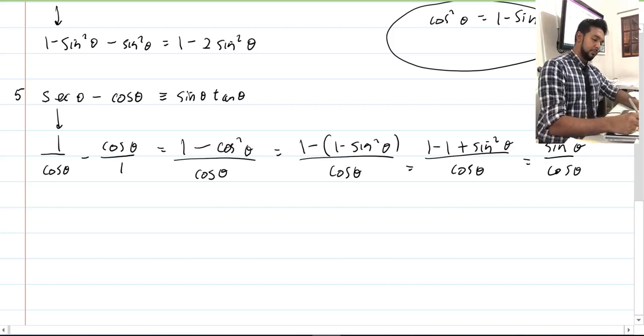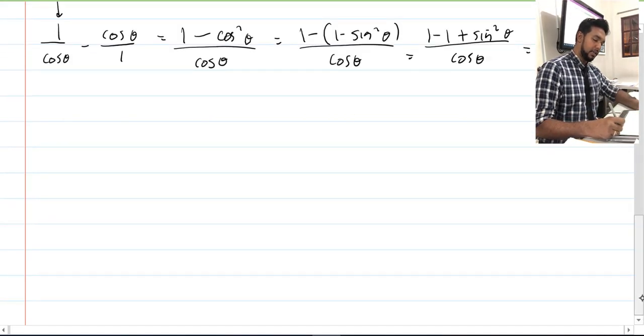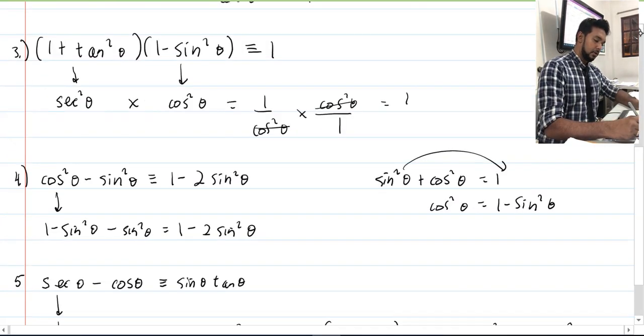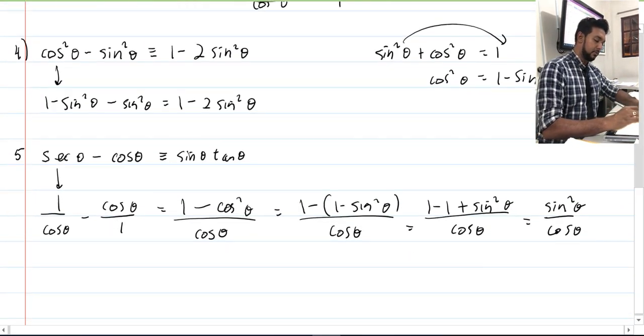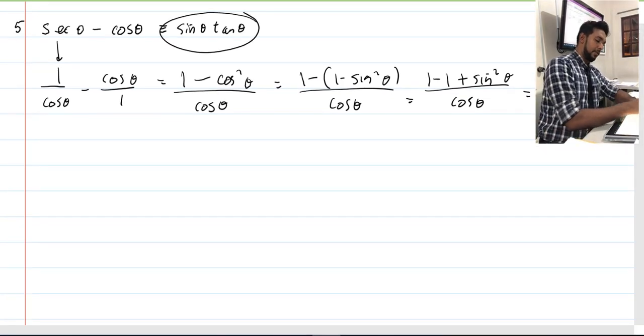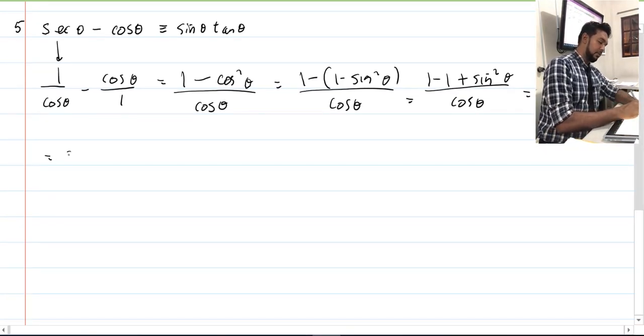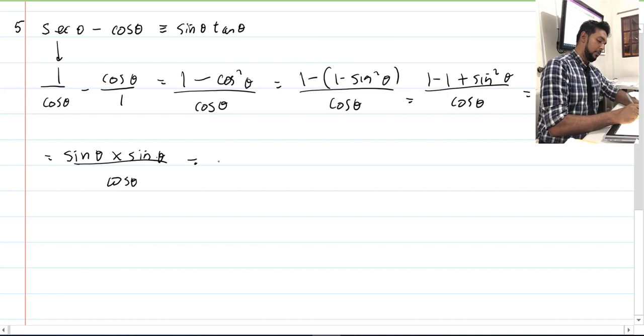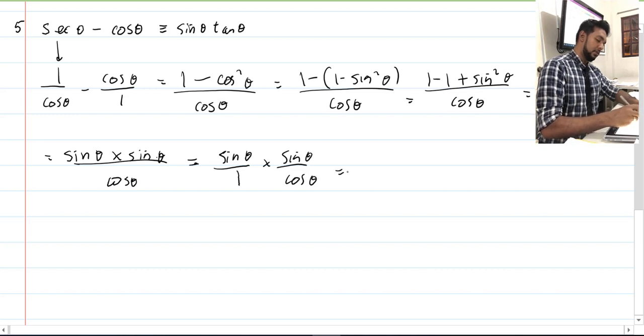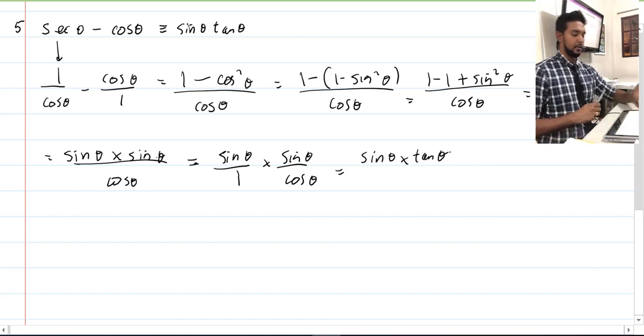Right, so here's where the decomposing of the fractions will come in handy, because you might be wondering, well, how do we get back to here? Alright, so if we split apart sine squared into its components, we get sine multiplied by sine. Agreed? And that's all over cos theta. And we could pull apart that fraction, and put sine theta over 1 multiplied by sine theta over cos theta. And sine theta over cos theta will give us tan theta.